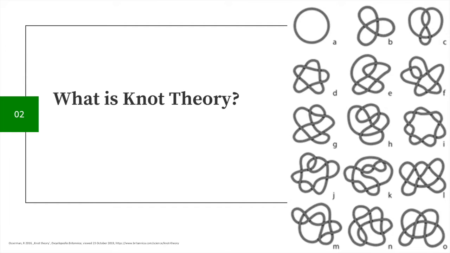Knot theory is a branch of mathematics that falls under the topology umbrella. Two simple questions that knot theory has evolved to answer are, is this knot actually a knot, and is this knot the same as that knot? Mathematicians have spent centuries developing the most efficient methods of answering those two questions.